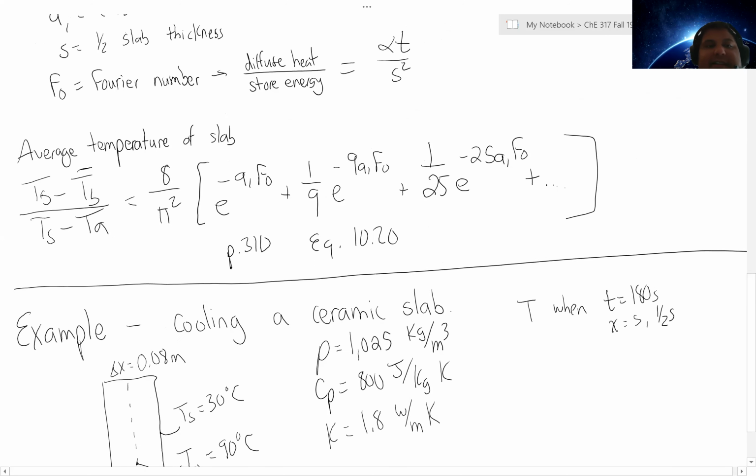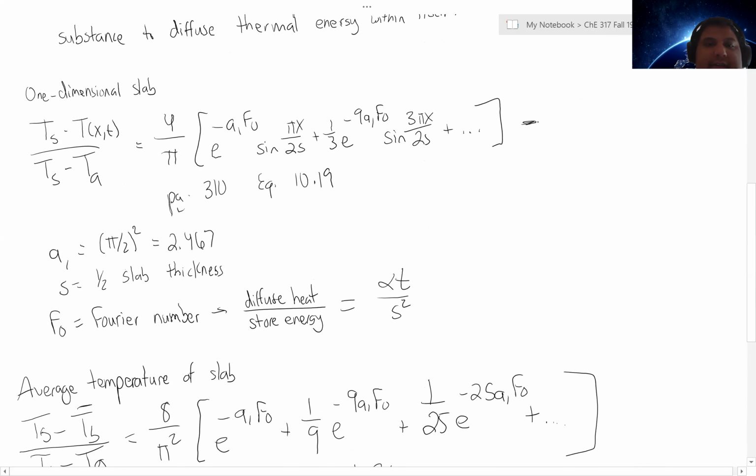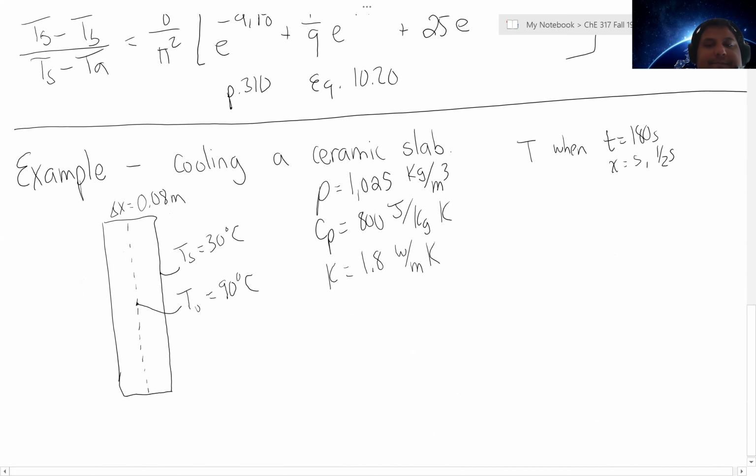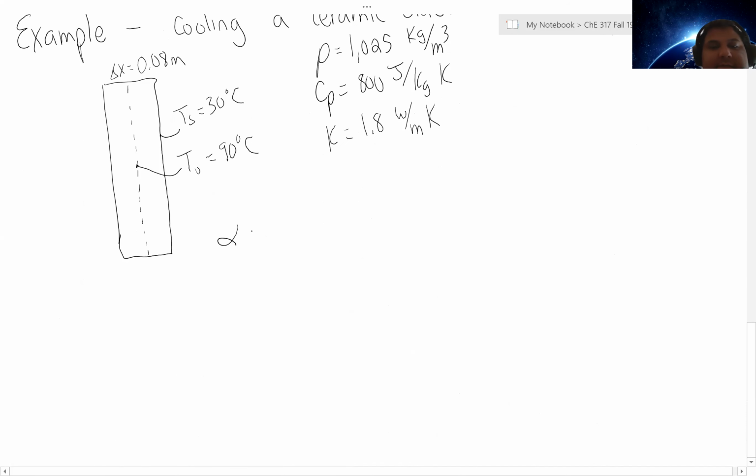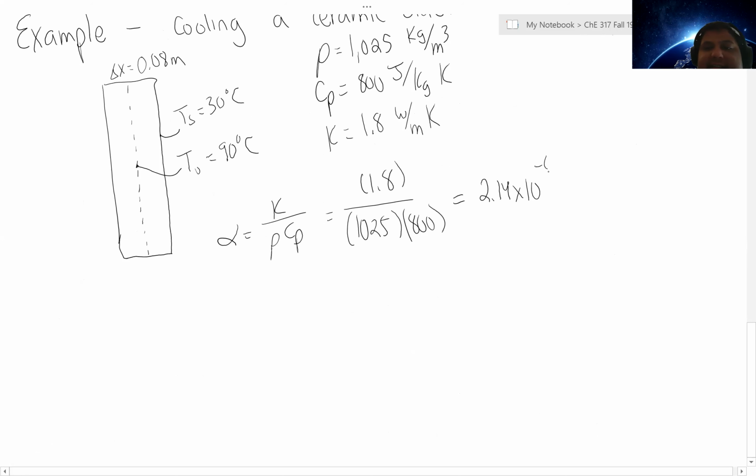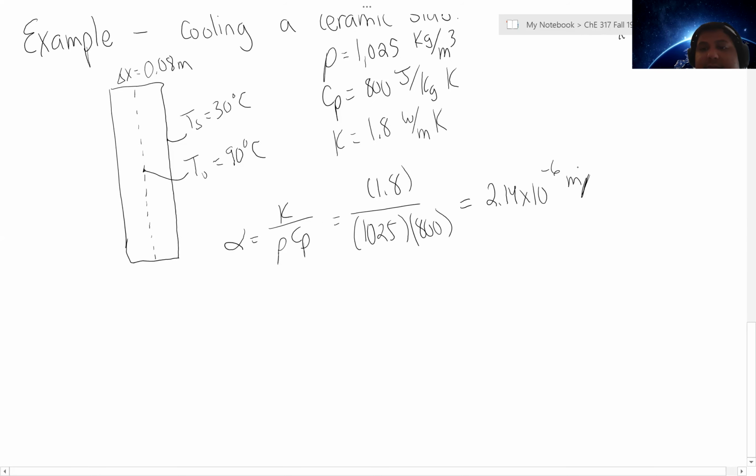For this, we're going to be using equation 1019 to solve for these temperatures. Some of the things that we need to figure out are S, A1, and the Fourier number. To find these, I need alpha, which is k over rho Cp, or 1.8 divided by 1025 divided by 800, which gives me a thermal diffusivity of approximately 2.14 times 10 to the minus 6 meters squared per second.